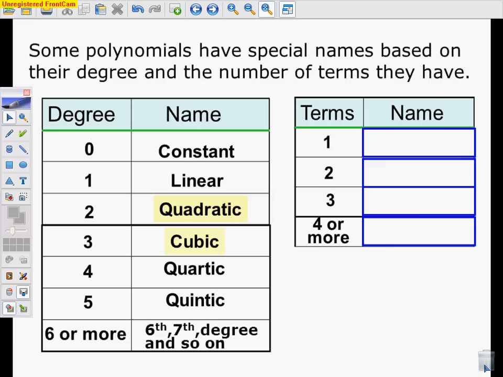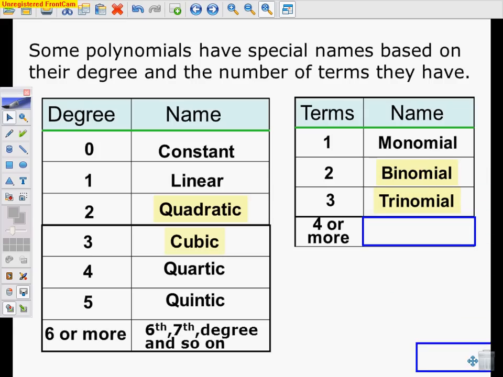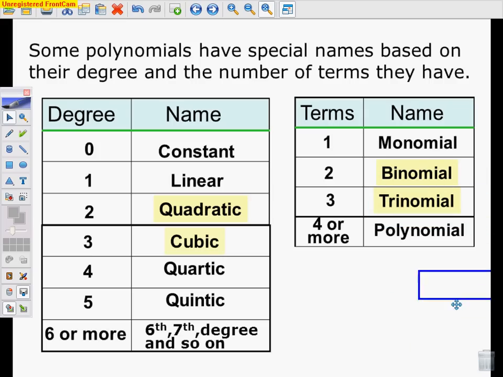Now, number of terms. If you have one term, it is called a monomial, like we talked about before. 2 terms is called a binomial. 3 terms is a trinomial. And if you have 4 terms or more, it's called a polynomial.